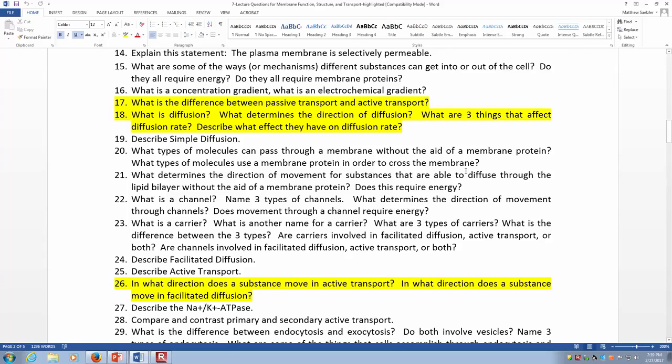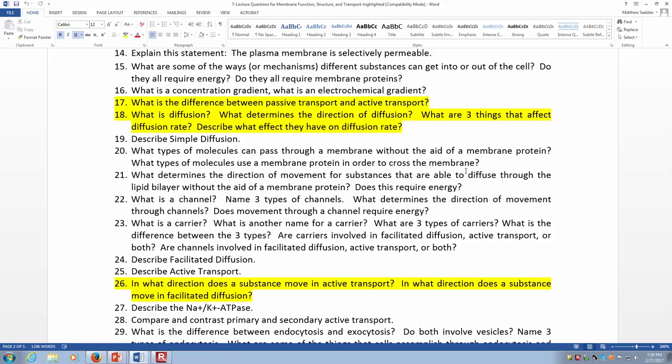Number 17. What are 2 key differences between passive transport and active transport? Active requires energy. Right. Carriers only. It only uses the carrier proteins. Okay. So that is right. So active transport requires energy, and active transport only requires carriers. But there was another difference I was looking for when I asked that question.